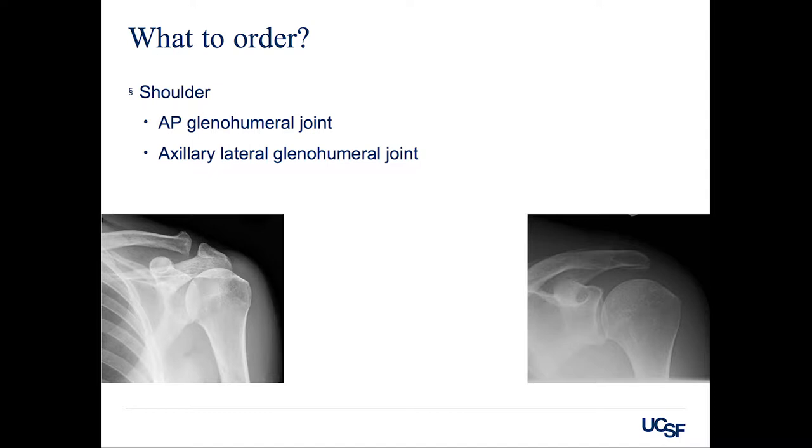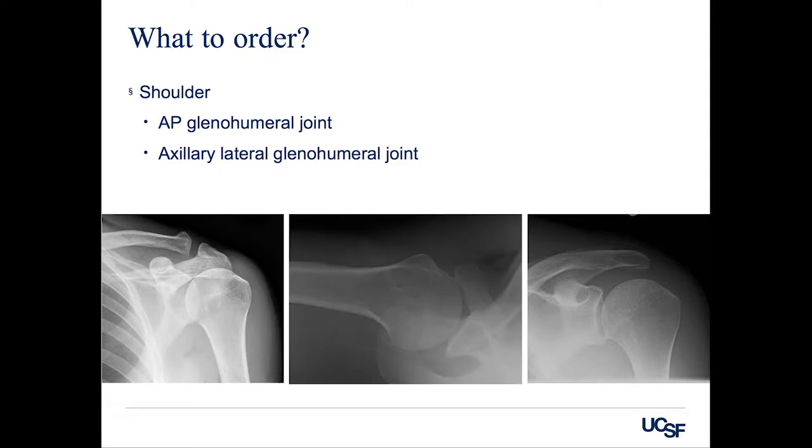And then the other important thing in the shoulder is the axillary lateral view. This is the best view to see if the shoulder is in place, if it's dislocated, if it's subluxated, or if it's actually in the joint. You can't tell based on just one AP view if the shoulder is actually in or out. You have to have a combination of this view and especially the axillary lateral view to make sure it's concentric in the joint and it hasn't popped out the front or the back. Those are the main views in the shoulder.